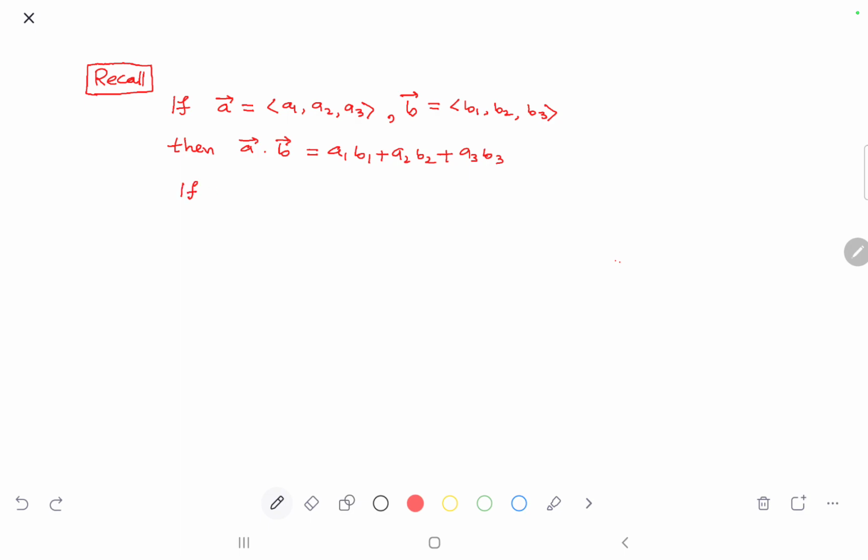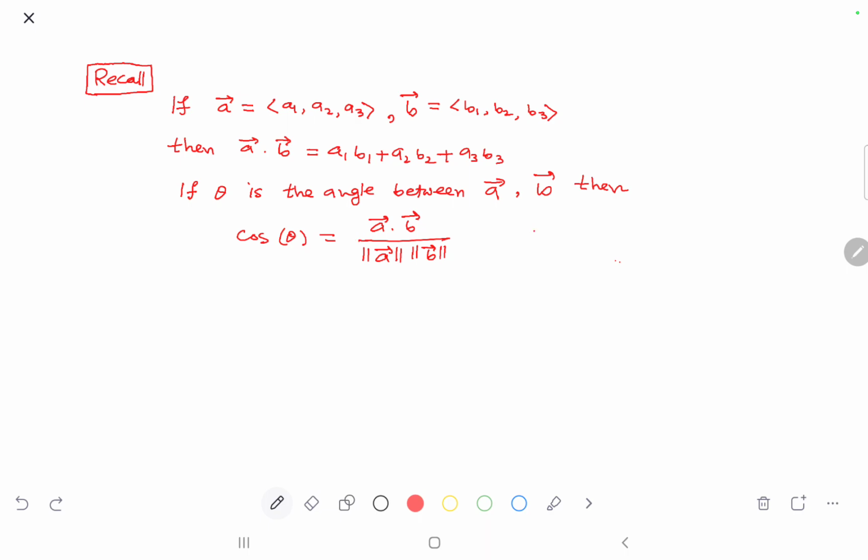If theta is the angle between, of course it is the geometric angle, vector a and vector b, then cosine theta is nothing but a dot b divided by the norm of a and the norm of b. Instead of saying norm, you can say the magnitude.